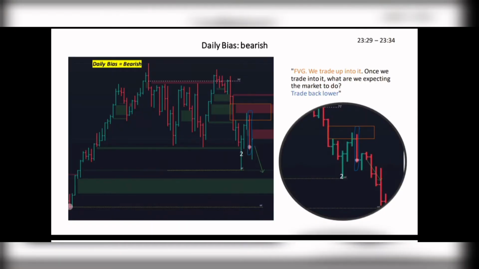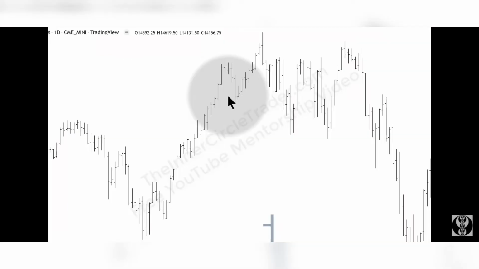So here's a bearish example of when we are bearish in our daily bias. From 23.29 to 23.34, Michael says, here's a fair value gap, and that's in orange. We trade up into it. And once we trade into it, what are we expecting the market to do? We are expecting the market to trade back lower. And the same thing is done over here on the opposite.